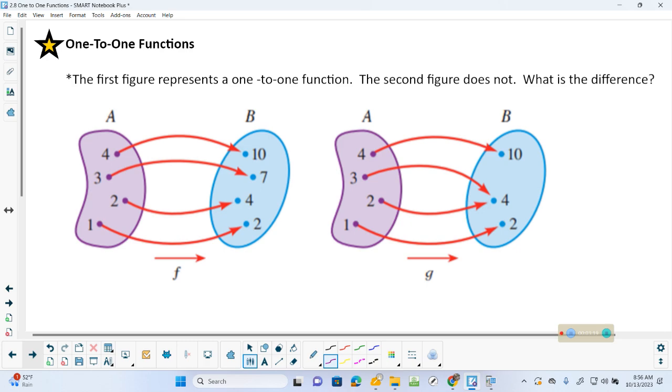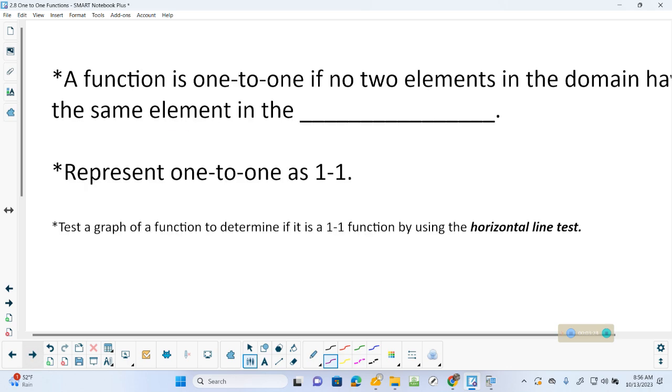Basically, you can have no repetition. No x's can repeat, no y's can repeat. And why do we need one-to-one functions? Why is that important? Only one-to-one functions have inverses, which is what we're going to talk about today. So a function is one-to-one if no 2 elements in the domain have the same element in the range, the y's. So no repeating of x, no repeating of y. Now, of course, this little symbol here is the mathematical symbol for one-to-one. Because who wants to write out the words one-to-one? That gets obnoxious.